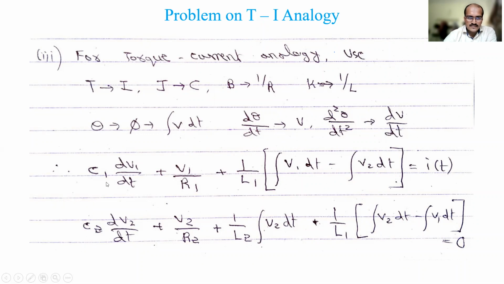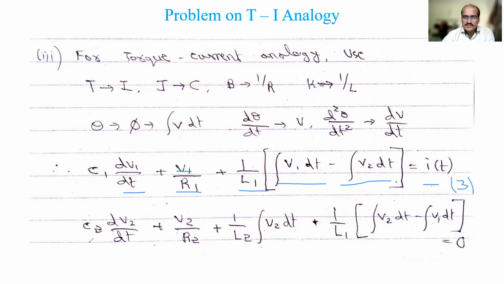So here J1 was there, C1, d square theta 1 by dt square becomes dV by dt. Then you had the B1, which is nothing but R1, and then d theta 1 by dt was there, V1. Instead of writing 1 by R1 into V1, I have written directly V1 by R1, so it is the same. Then K1 is there, 1 by L1. Then you had theta 1 minus theta 2, which is nothing but integration V1 dt minus integration V2 dt, equal to force, which is nothing but I of t, the TI analogy. So this is your equation number 3.